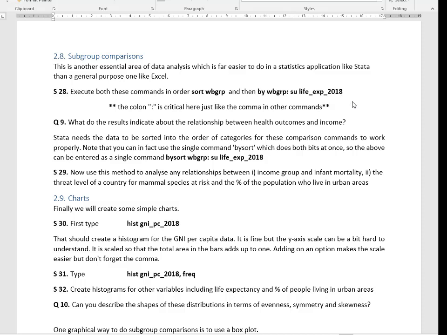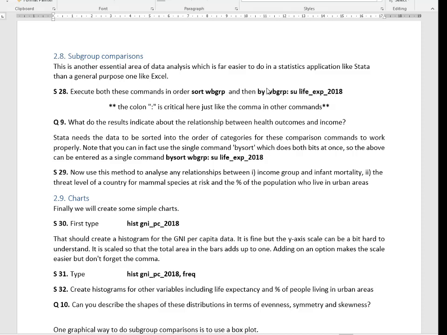Doing some subgroup comparisons. So here we're going to look at life expectancy. And what we want to do is look at life expectancy and see are there any differences in life expectancy levels between different income categories. Now there's two ways of doing this.